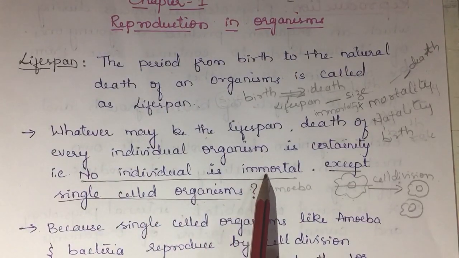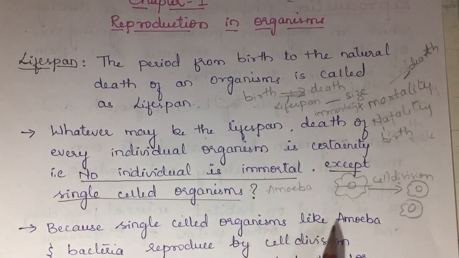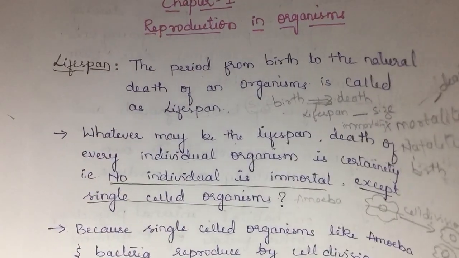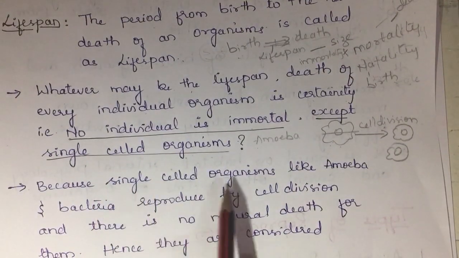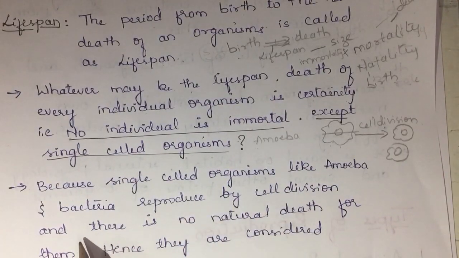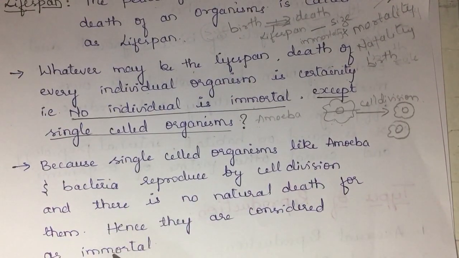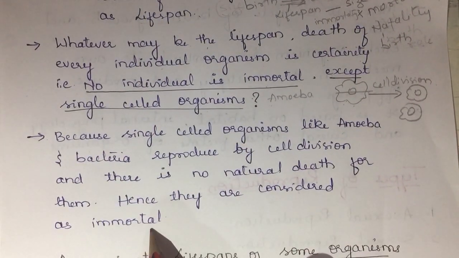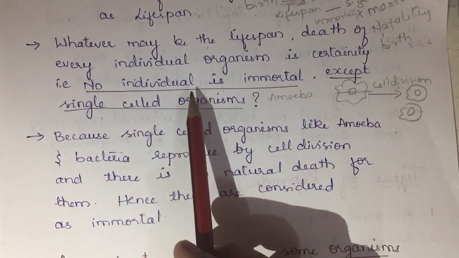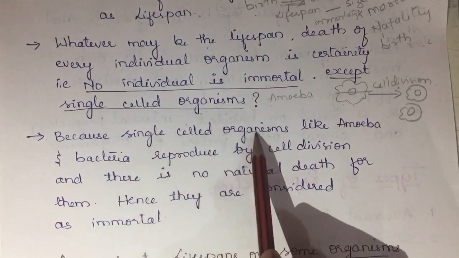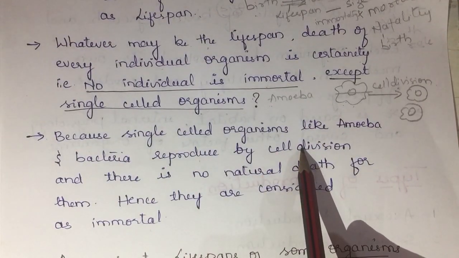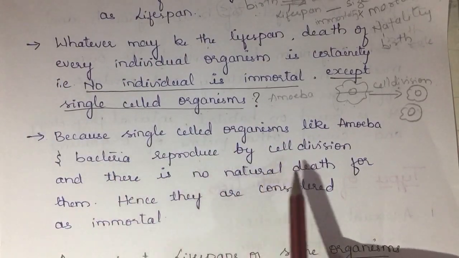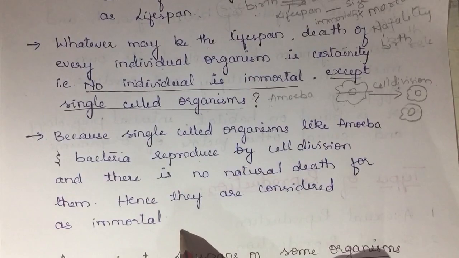Single-celled organisms are immortal because single-celled organisms like amoeba and bacteria reproduce by cell division, which is mitosis, and there is no natural death for them. Hence they are considered immortal. Hope you got this. The question was: why are single-celled organisms immortal? Because single-celled organisms like amoeba and bacteria reproduce by cell division and there is no natural death for them, hence they are considered immortal.